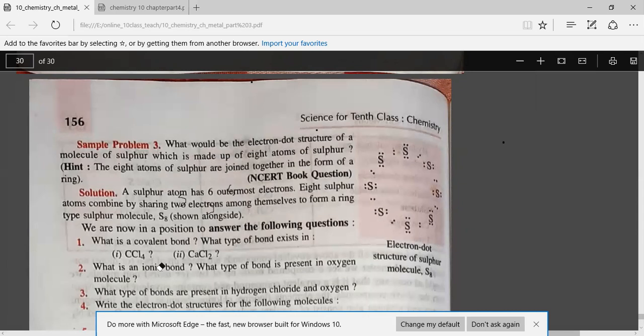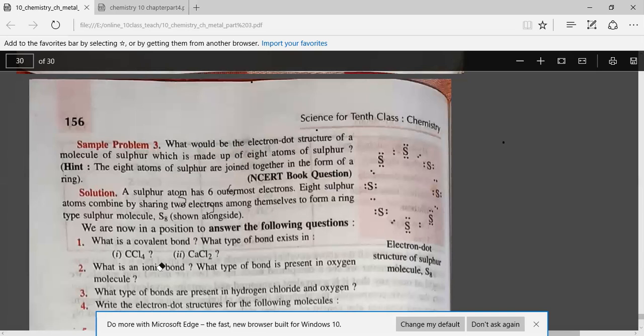And second is the calcium chloride. It is an ionic bond. We have one metal, calcium, and the chlorine is a non-metal. Calcium is able to donate the electron, and the chlorine is able to accept the electron. So they will form the ionic compound because there is transfer of electron happening between the two atoms.